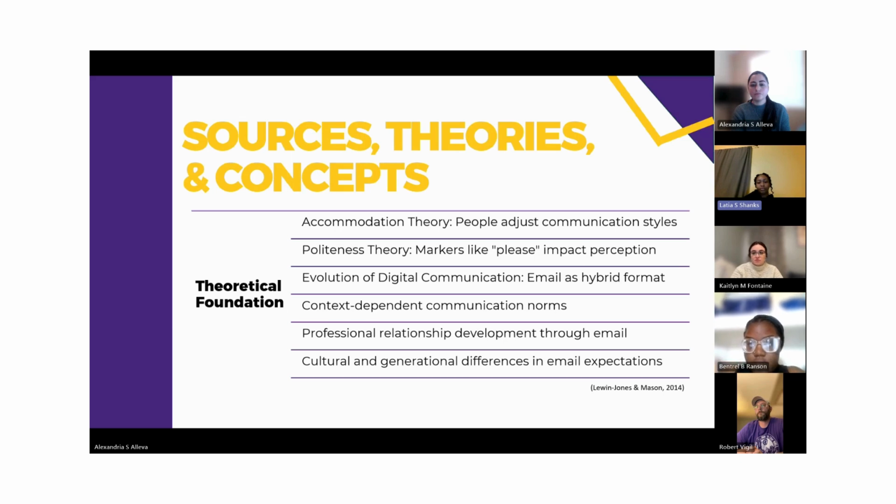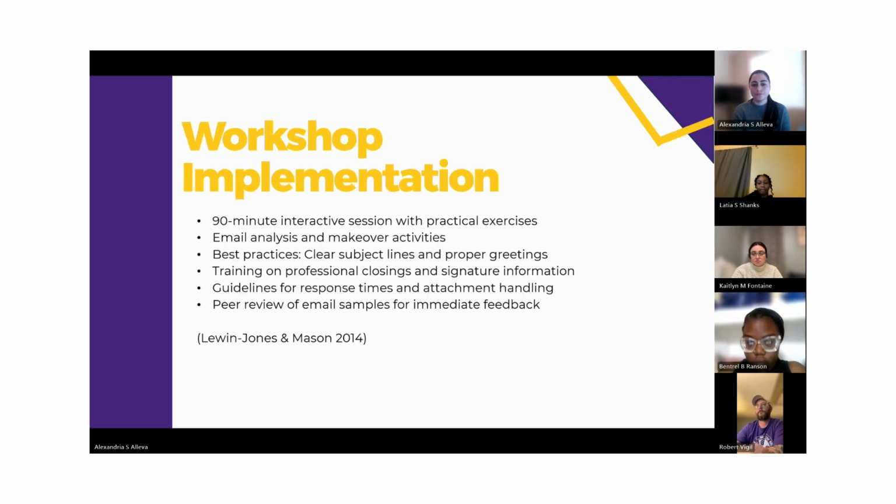Email is a hybrid format, of course. Context depending on communication norms. Professional relationship development through email. The way in which we usually communicate in the workplace is through email. So it's important that we're being effective in communicating, making sure the person on the other end receiving the email is able to clearly understand what it is that we're trying to get across to them. In 2025, there are cultural and generational differences in email expectations. This is the reason why it's important to ensure we're communicating effectively and clearly.